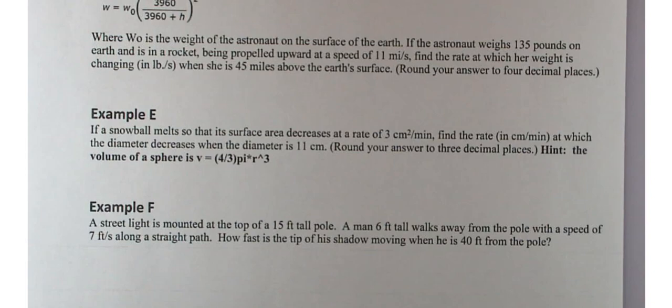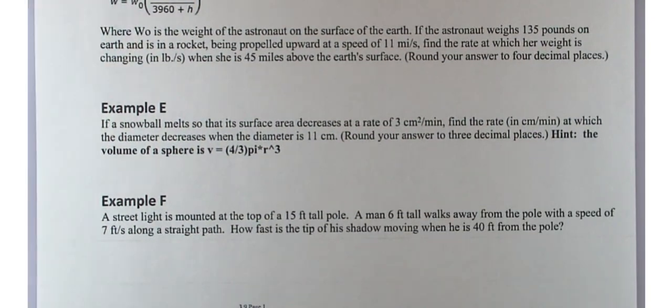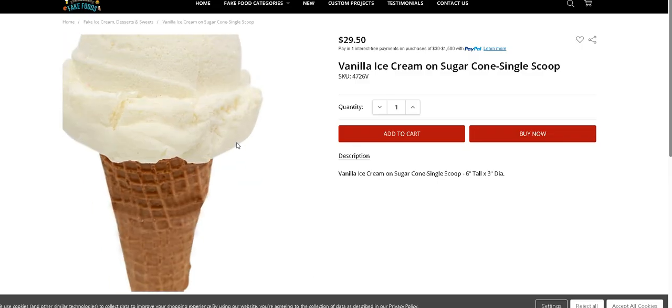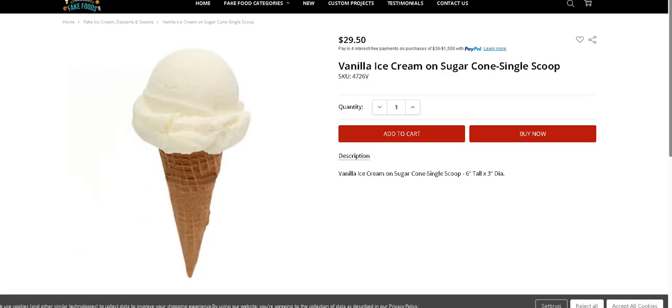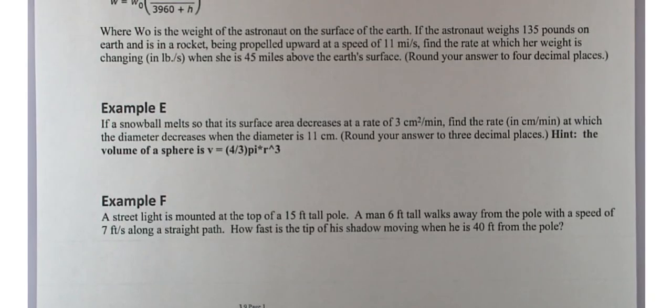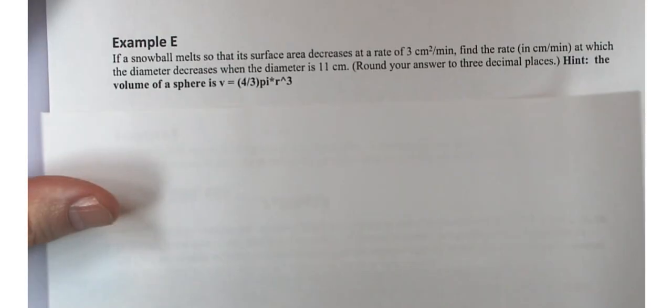More problems from related rates, just because it's a challenging section and I want you to have plenty of examples. So we're going to do three more, and it's going to start with problem number E, which talks about the rate at which a snowball melts. Now, I always think of these things as like ice cream melting, but they're going to do a snowball melts. And it gives me a chance to remind you or show you a little relationship here.